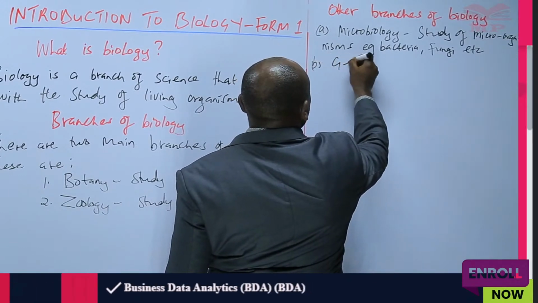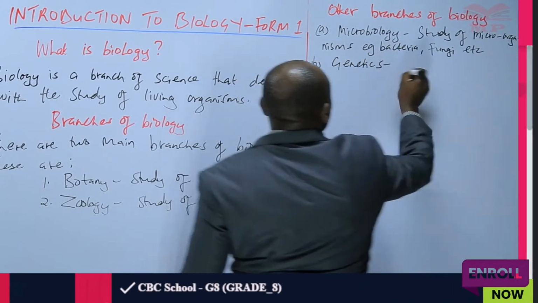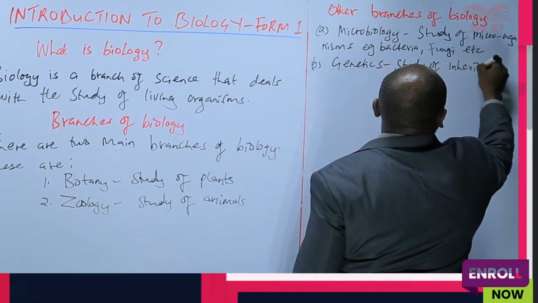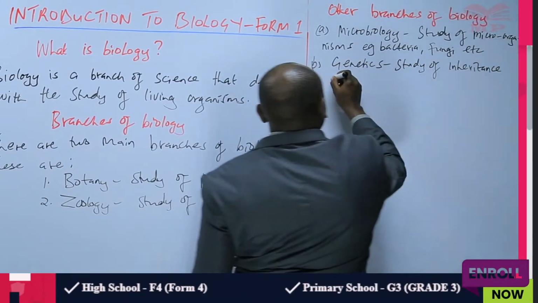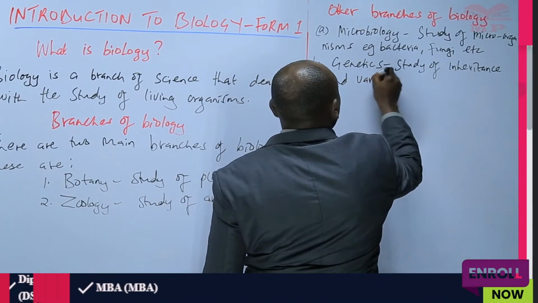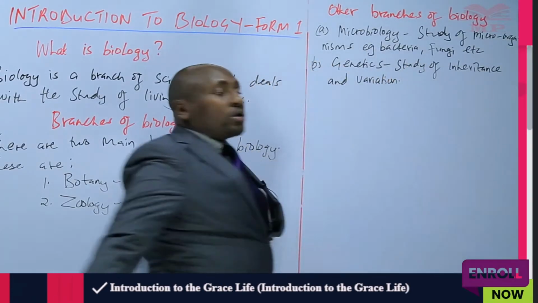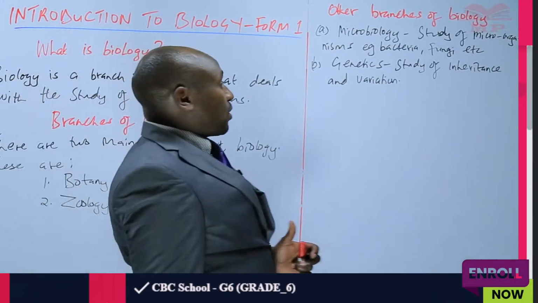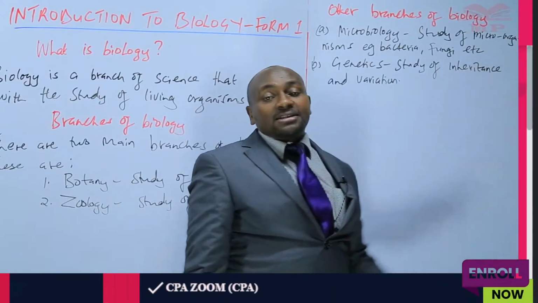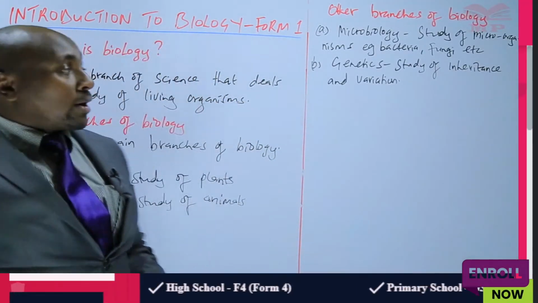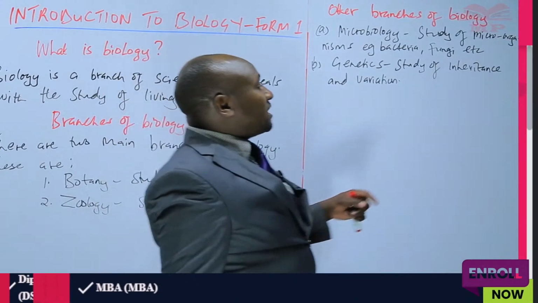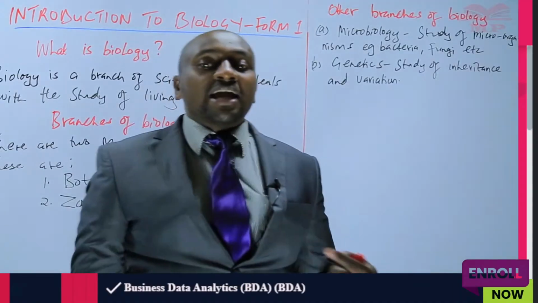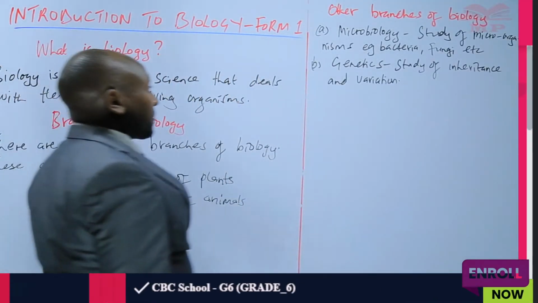Then we have a branch called genetics. It is the study of inheritance and variation. We may want to understand where we came from. We came from our parents. We inherited some characteristics from our parents. So, genetics deals with the study of inheritance, what organisms have inherited from their parents.